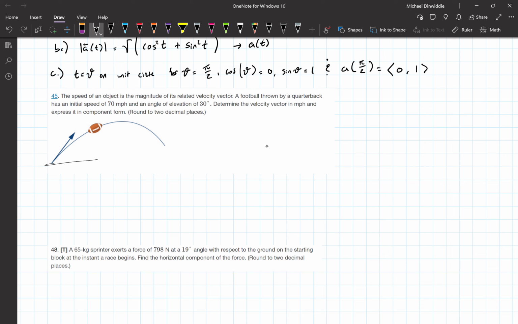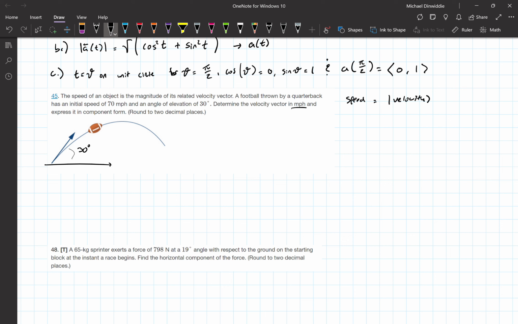Let's go ahead and write that in here. 30 degrees. Determine then the velocity vector in miles per hour, and express it in component form. All right, so let's think about this. If we're throwing it and it has an initial speed of 70 miles an hour, what we're saying here is if we're only given the speed, I want you to think about this. Speed is what? Speed is the magnitude of velocity.